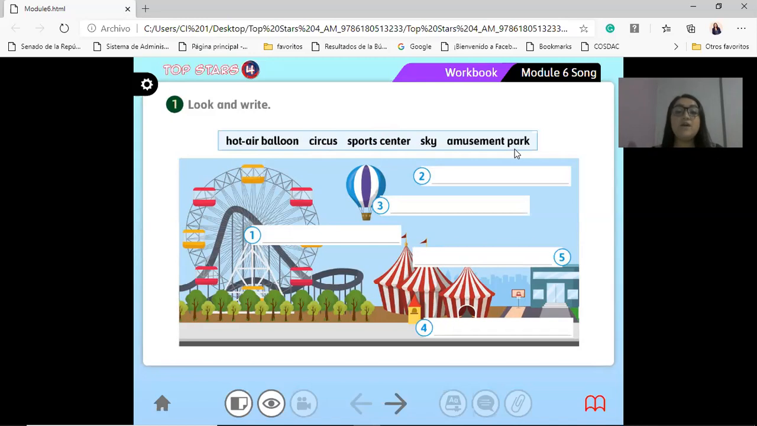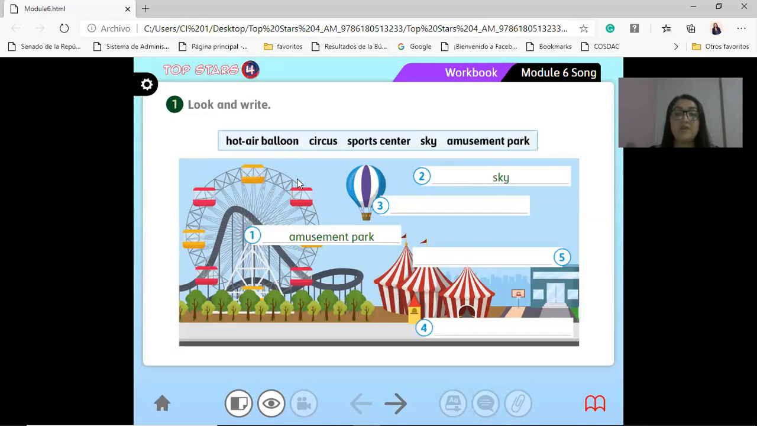So we have in number 1, the correct answer is amusement park. Answer it, please. Take the time to answer. Don't forget, you have to write your names on the top of your page. Tienen que escribir su nombre en la parte de arriba de su libro. Number 2, we have sky, el cielo.